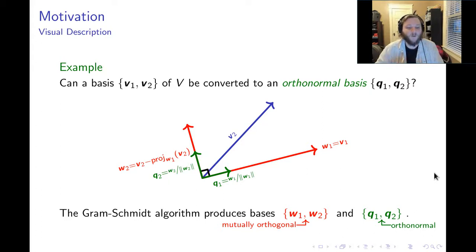And so what we'll do here in a moment is explain this proj notation, because we use this proj notation in the description of the algorithm. Then we'll describe the algorithm, and then we'll see how the algorithm helps us calculate A equals QR.